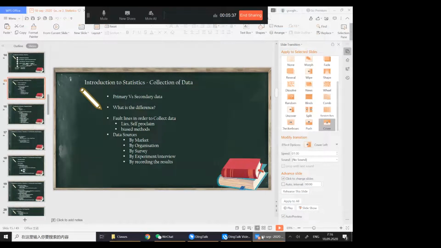So last time, what we discussed is how to collect the data. Yesterday we discussed the necessary steps we need to consider to collect the data. In that regard, we talked about the primary data sources: how to collect the primary data, and how to collect the secondary data.